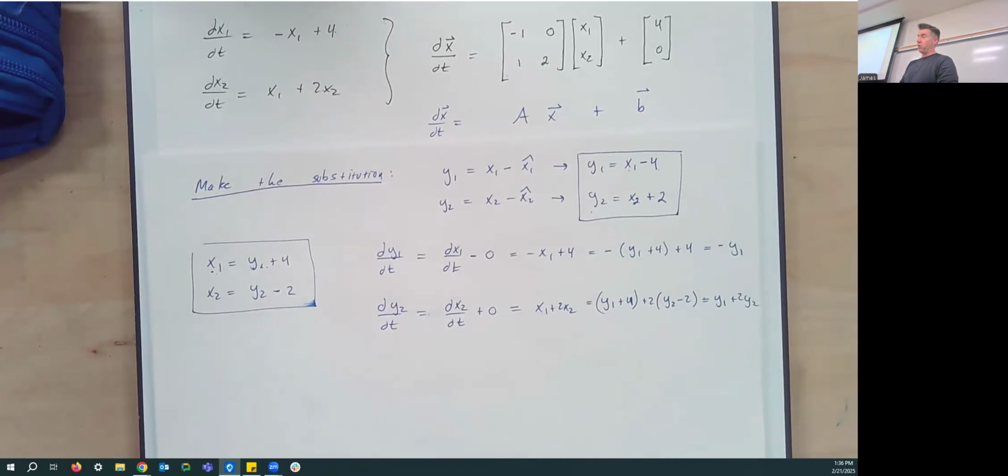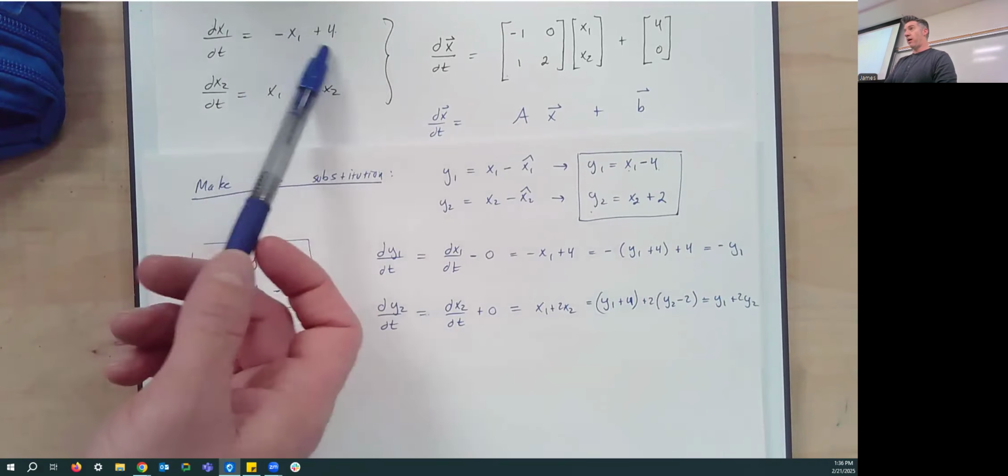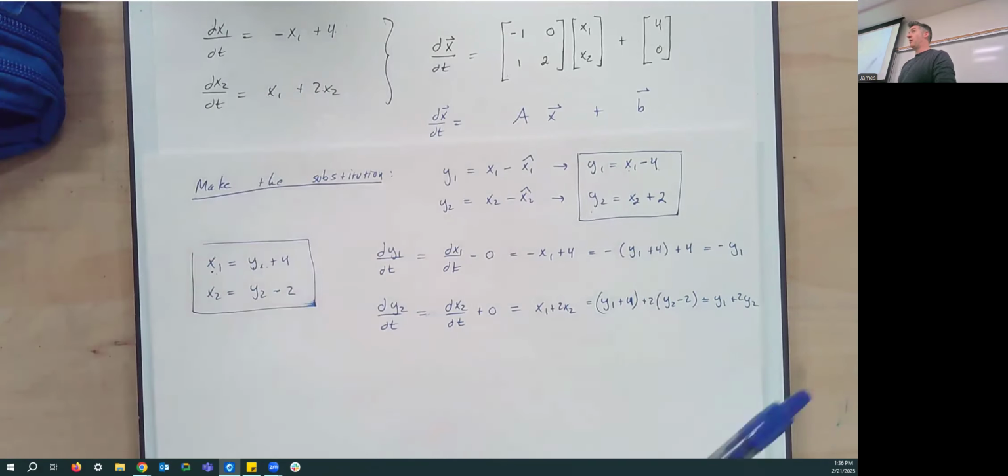Here's what I want you to observe. The only difference between this system of equations here and the one I started off with is that the one I started off with had a constant of 4 there, and this system doesn't have that. But everything else is essentially the same. All the coefficients of the y1s and y2s are the matching coefficients of the x1s and x2s.